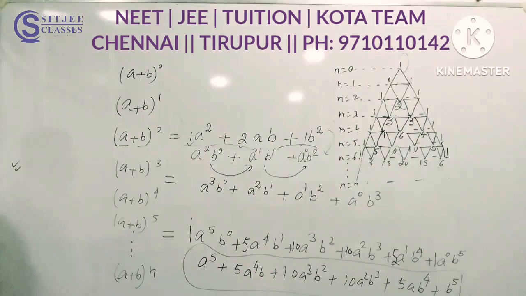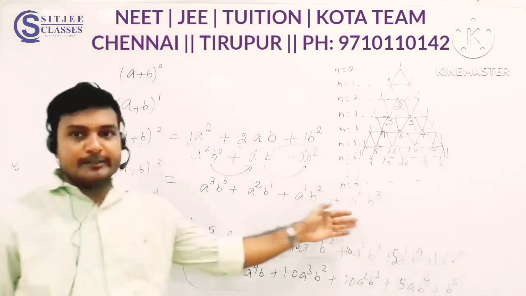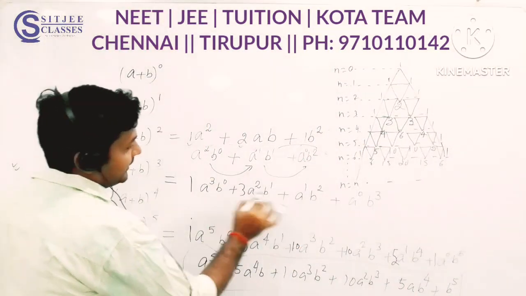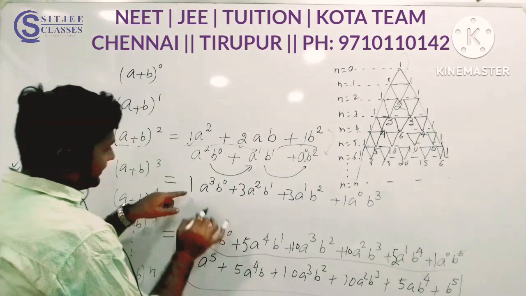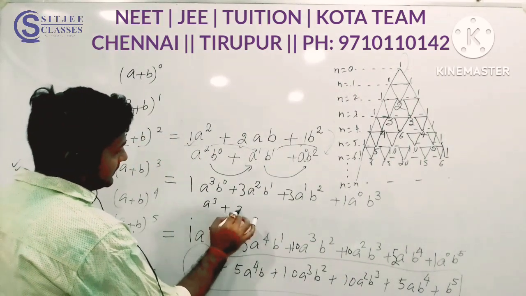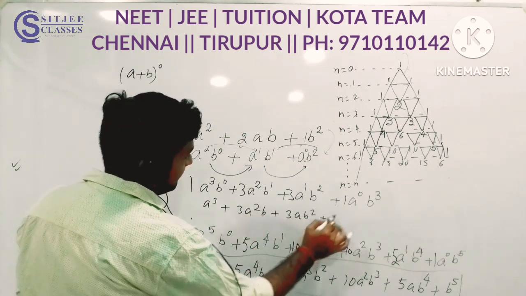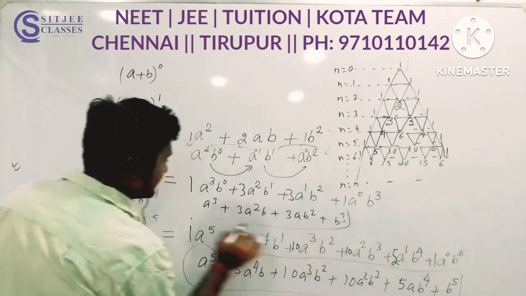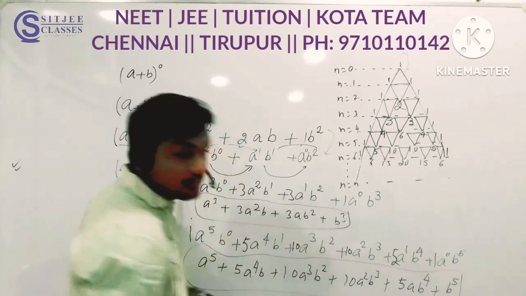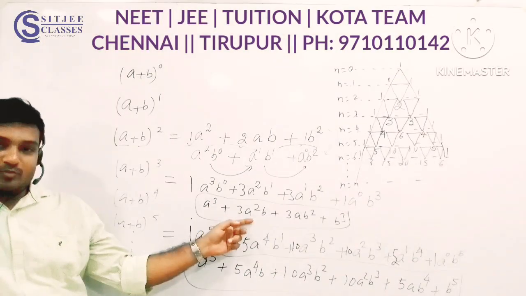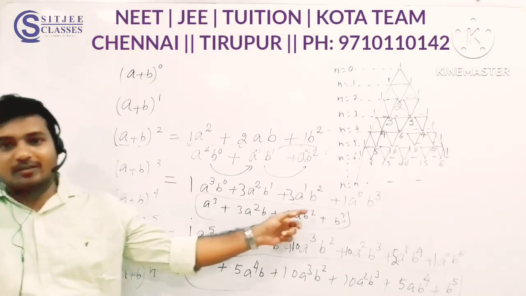Excellent formula, excellent technique we can say. Yes or no? We will use this for finding the expansion for 3. So already you have written the expansion for 3. Yes or no? Just substitute the numbers from here. What are the numbers? 1, 3, 3, 1. Simplify this. This is going to be a cube plus 3 a square b plus 3 a b square plus b cube. So this is the answer, guys, that you failed to tell. Yes or no? a cube plus 3 a square b plus 3 a b square plus b cube.